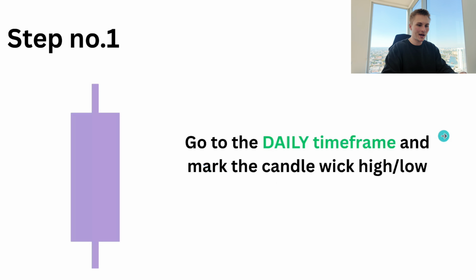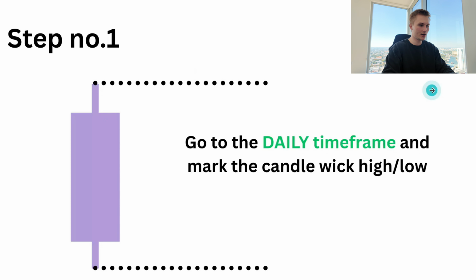So starting on step number one, go to the daily time frame and mark up the candle wick, high, and the low. So the low's right here, the high's right there. If we take a look right there, we now have the high and the low. This is also previous day high, previous day low.